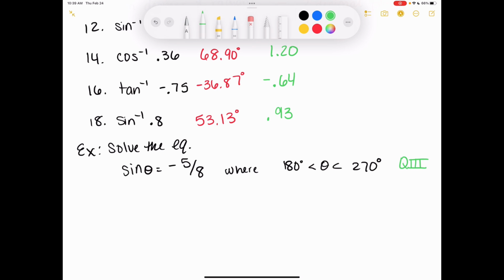I'm going to draw a little graph over here, and I'm going to write stuff beside it. That's why I said six lines. It occurs in quadrant 3, between 180 and 270 degrees. So that tells me that it occurs down here.